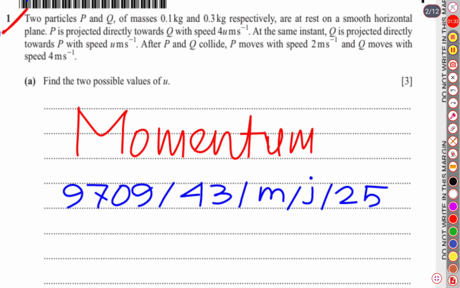Before collision, look at this, suppose this is P and another particle is Q. They are moving towards each other and they collided. So it is very sure that one of them will be negative. We can suppose anything to be negative because their directions were opposite to each other. So let's start writing our solution.